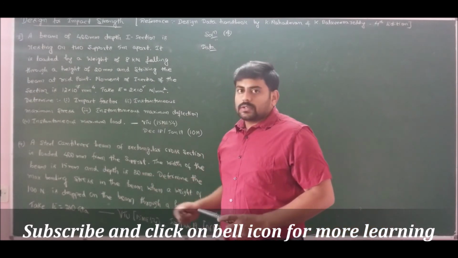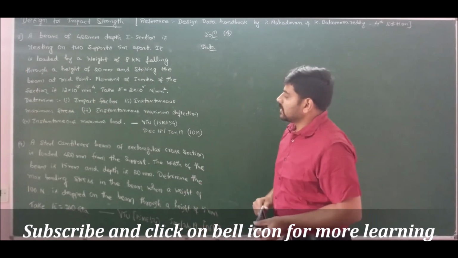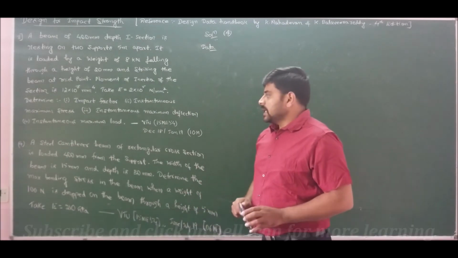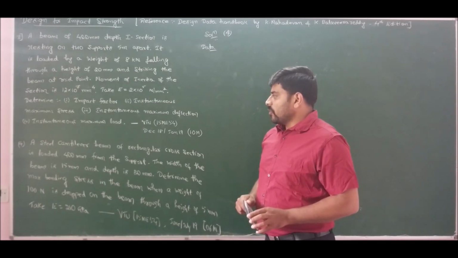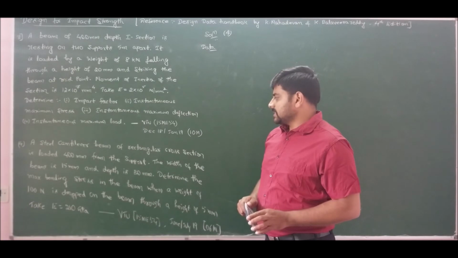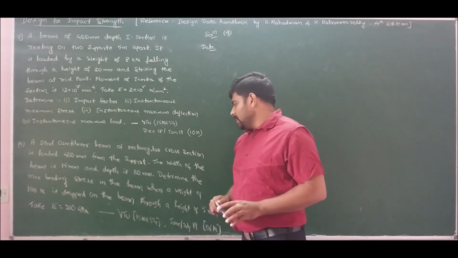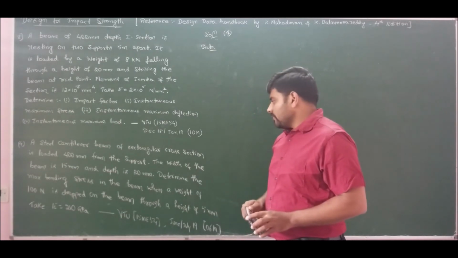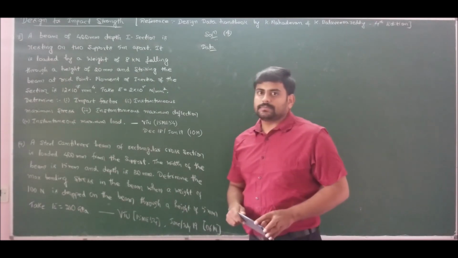Now moving to solve problem number 4. Problem number 4 of our discussion on design for impact strength states that a steel cantilever beam of rectangular cross section is loaded 400 mm from the support. The width of the beam is 50 millimeters and depth is 20 millimeters. Determine the maximum bending stress in the beam when a weight of 100 Newton is dropped on the beam through a height of 5 millimeters. Take Young's modulus as 210 GPa.